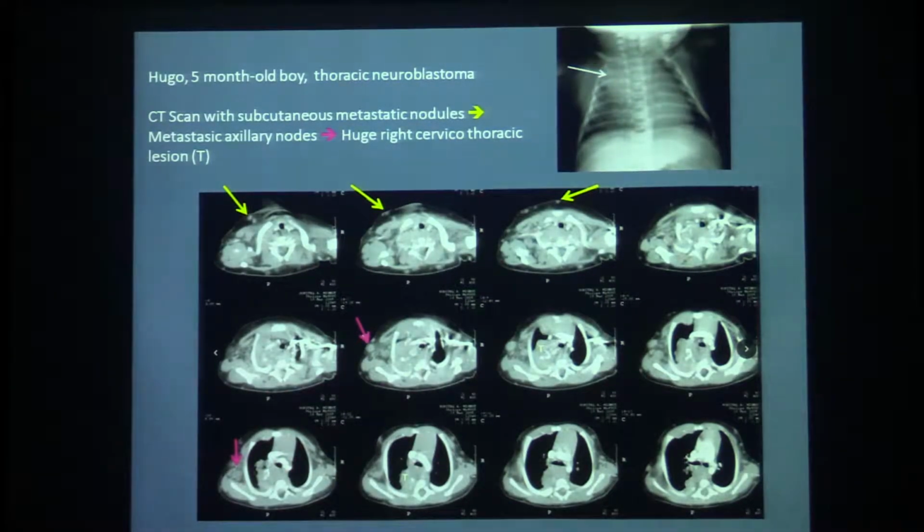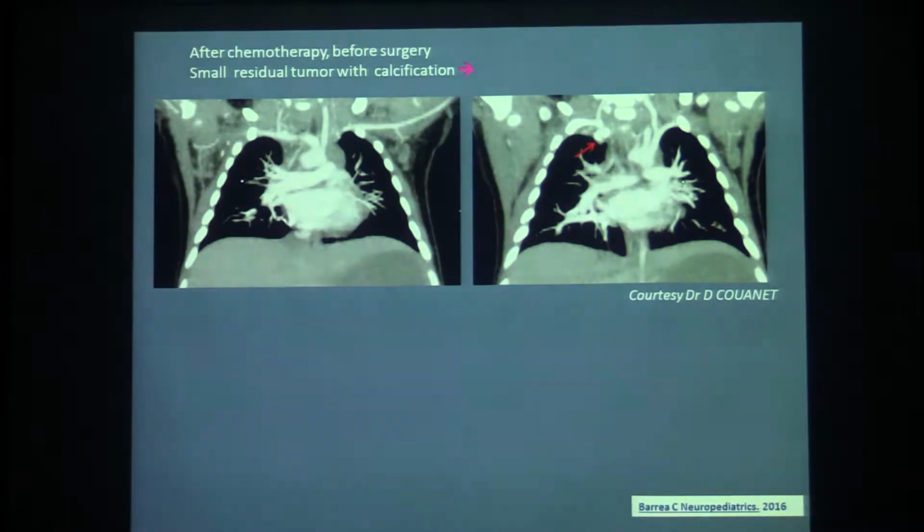And this is an example of a neuroblastoma in a 5-month-old boy with this thoracic opacity, and the lesion is huge. It is exactly on the path of the sympathetic, as we have seen before, and there are already cutaneous metastases in this boy, and also axillary nodes. The chemotherapy is, of course, rather efficient, and this is the result of the chemotherapy before a complementary surgery to remove this little remnant area.